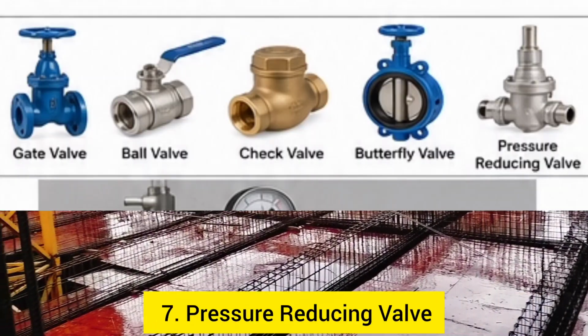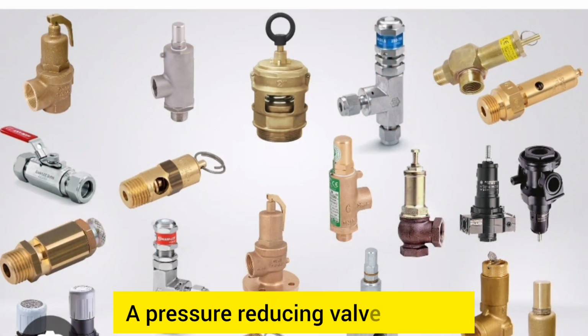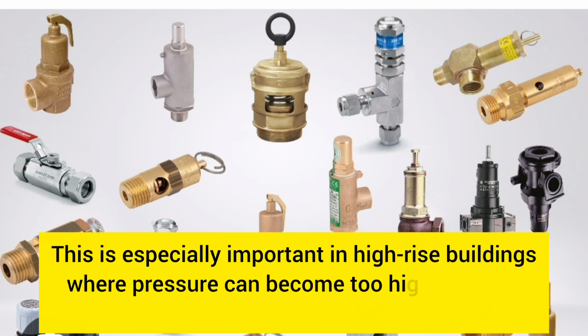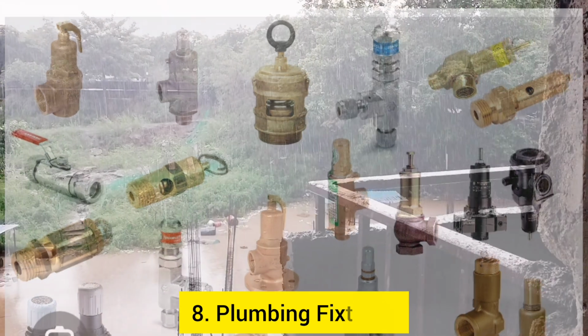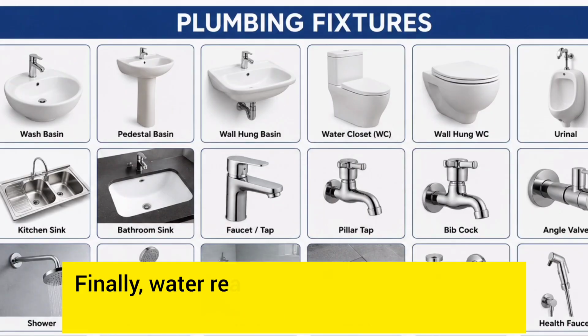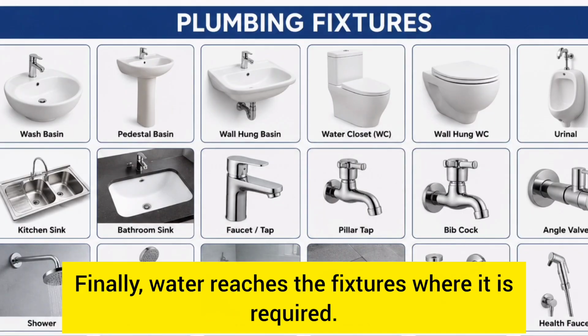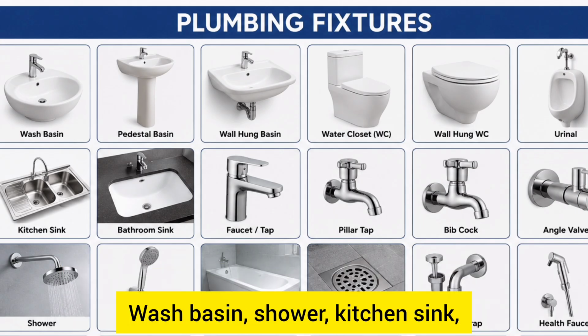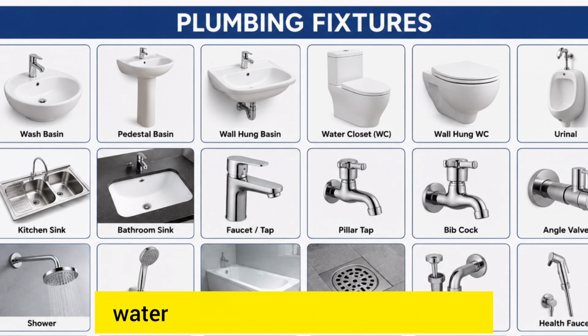7. Pressure reducing valve. A pressure reducing valve, or PRV, is used where water pressure needs to be controlled. This is especially important in high-rise buildings where pressure can become too high on lower floors. 8. Plumbing fixtures. Finally, water reaches the fixtures where it is required. For example, wash basin, shower, kitchen sink, water closet, and other water outlets.